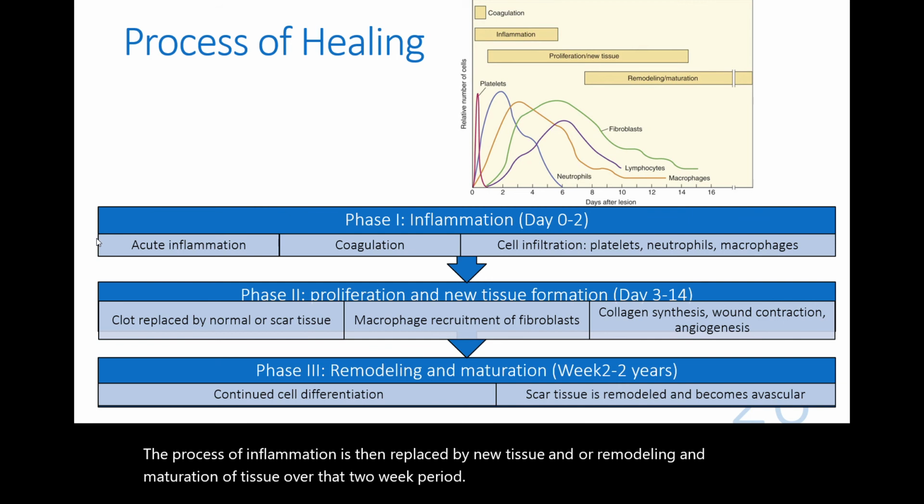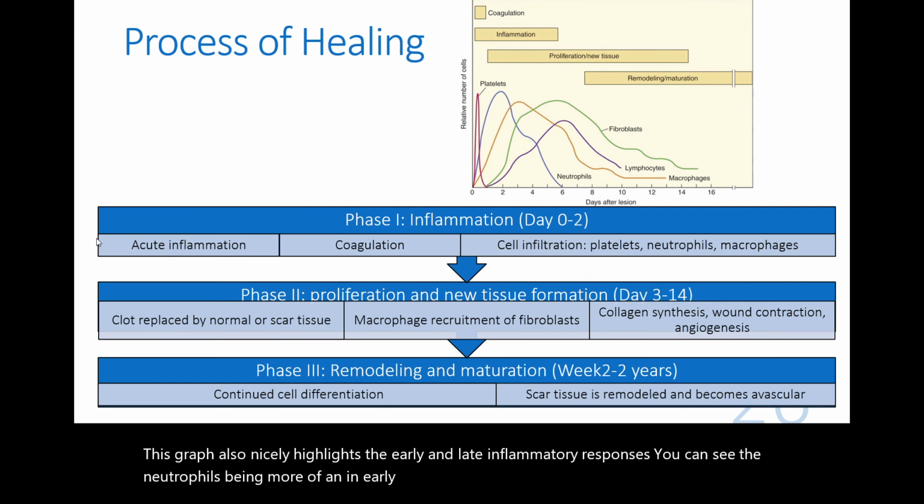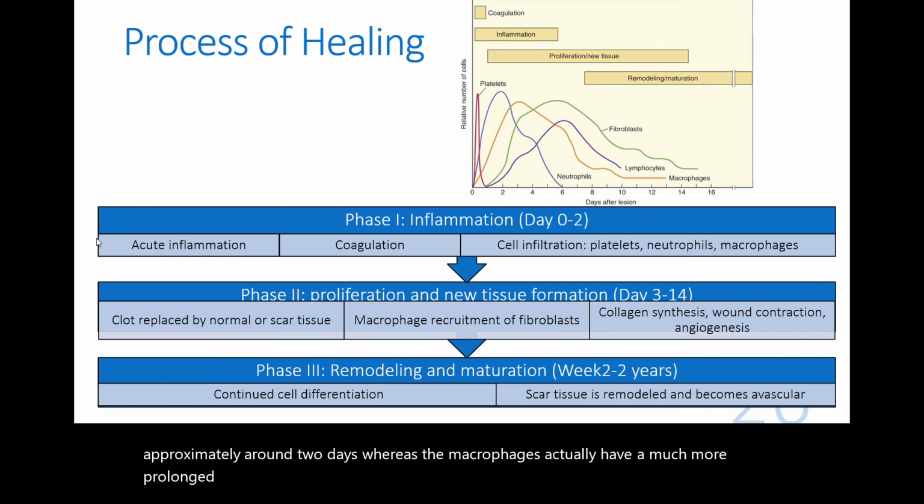This graph also nicely highlights the early and late inflammatory responses. You can see the neutrophils being more of an early inflammatory response, peaking very early in the process, approximately around 2 days, whereas the macrophages actually have a much more prolonged and late inflammatory response, as you can see on the graph.